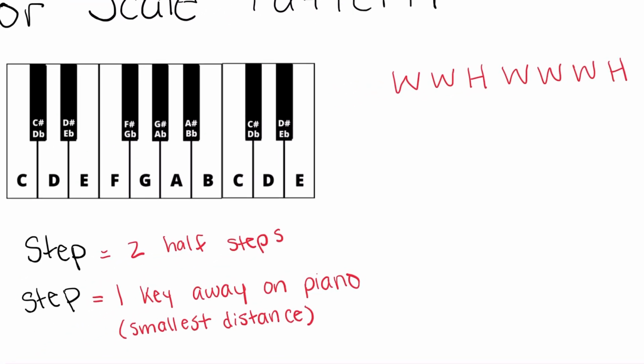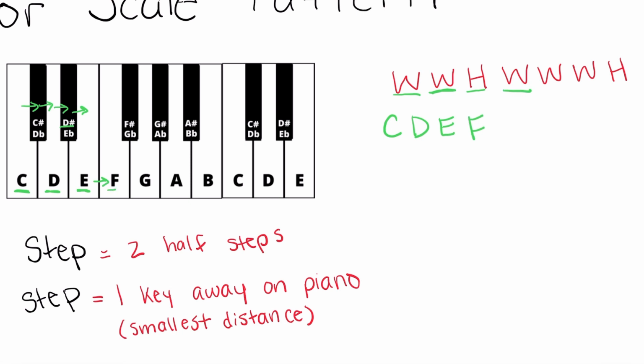So let's work this out. We're going to start on C. So we're starting on C, and we've got to go up a whole step. So a whole step up from C would be D. So that's our next note. Now we need another whole step. So we're going to go from D to D sharp and then to E, and that's another whole step. Now we need a half step, so we're just going one key over. We're going to F.